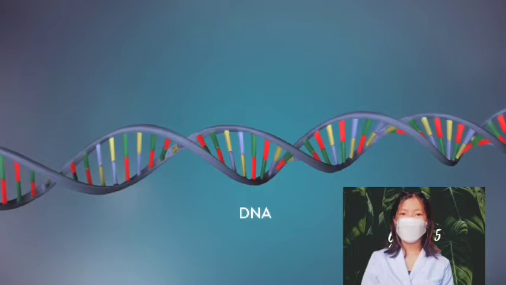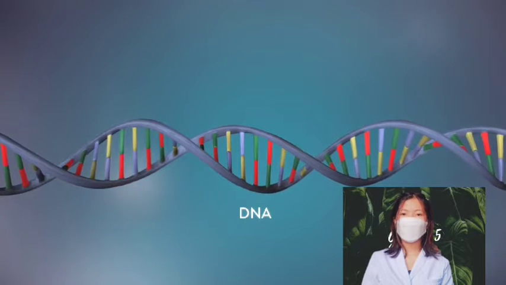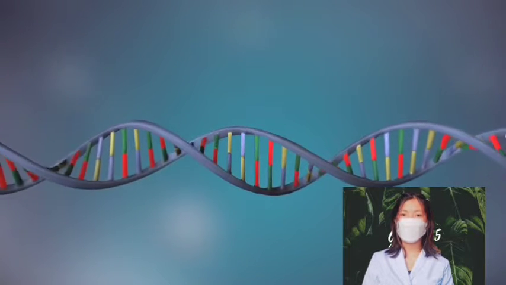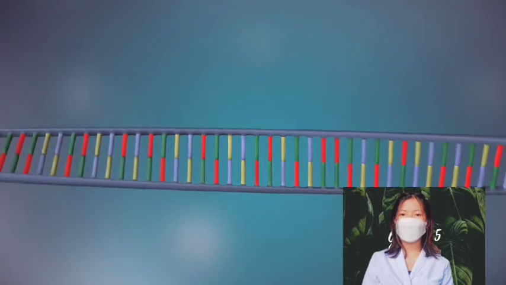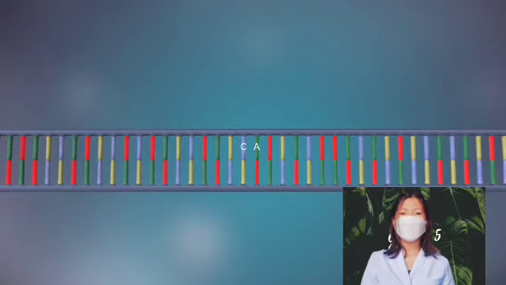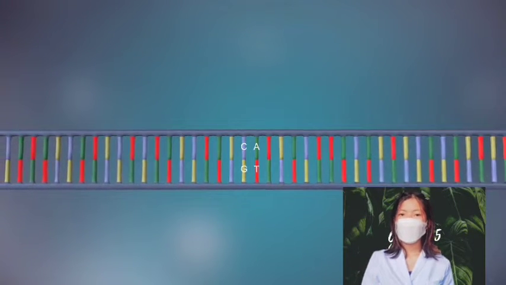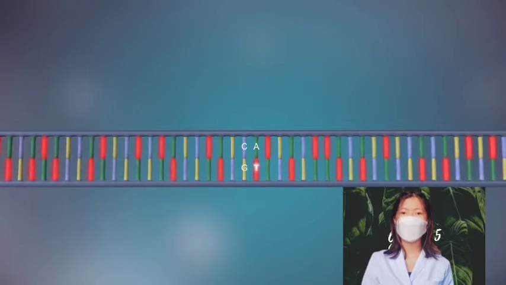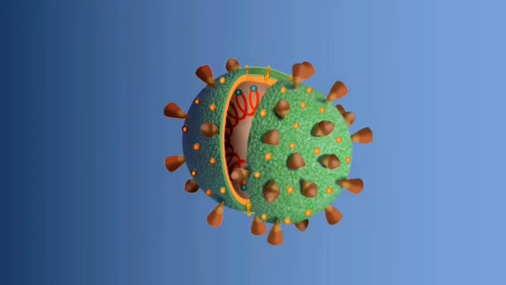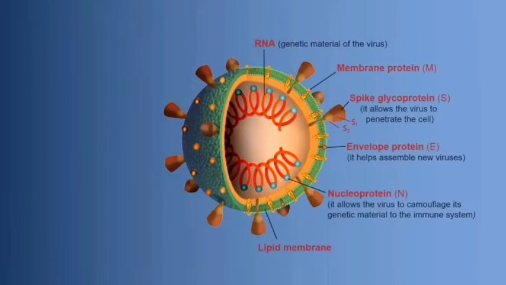A nucleotide is a basic building block of nucleic acid. A nucleotide consists of a sugar molecule, either ribose in RNA or deoxyribose in DNA, attached to a phosphate group and a nitrogen-containing base. The bases used in DNA are adenine for A, cytosine for C, guanine for G, and thymine for T.